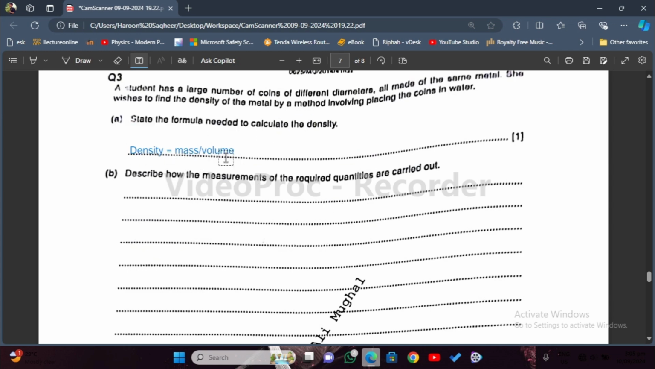Now if you remember, volume can be calculated with the help of the measuring cylinder, but in order to calculate the mass, the problem is she wants to measure the density by placing all of these coins in water. Whatever it is, let's see how we can calculate. It would be better if we calculate the mass by some sort of physical balance and then place them all in water to find the volume.